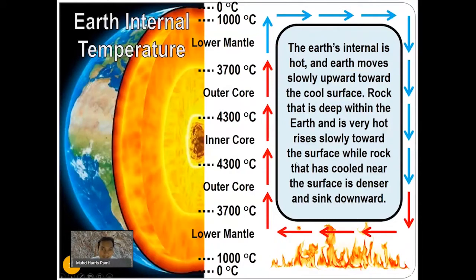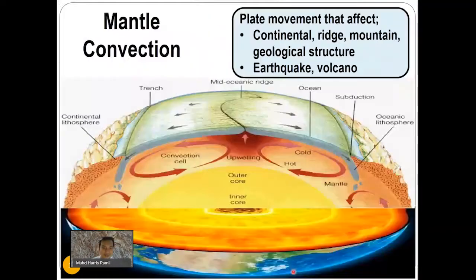Okay, the rock that is deep within the Earth is very hot and rises slowly towards the cool surface, while the rock that is cool near the surface is dense, so it sinks downwards. This cycle is what we call mantle convection. So mantle convection is the movement of hot and cold material in this mantle.